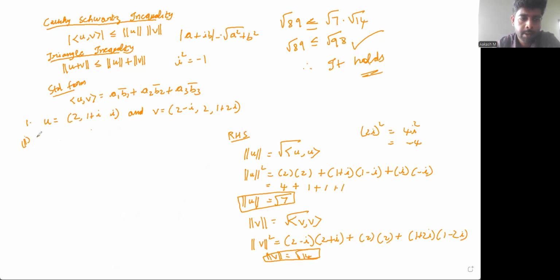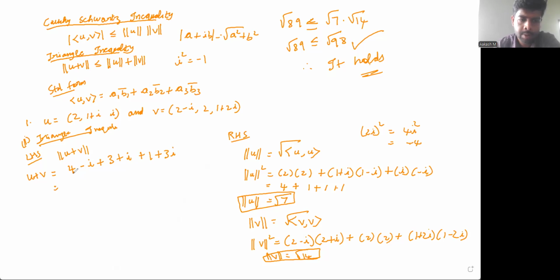Second one, triangle inequality. Take LHS, norm of u plus v. You need to find norm of u plus v. Before that, you find u plus v. You add corresponding: 2 plus 2 is 4, 4 minus i, plus 3 plus i, corresponding addition, plus 1 plus 3i.